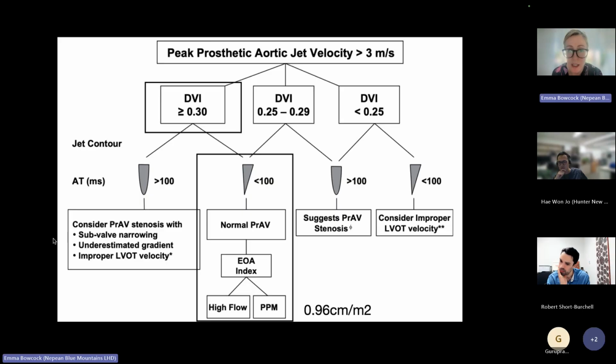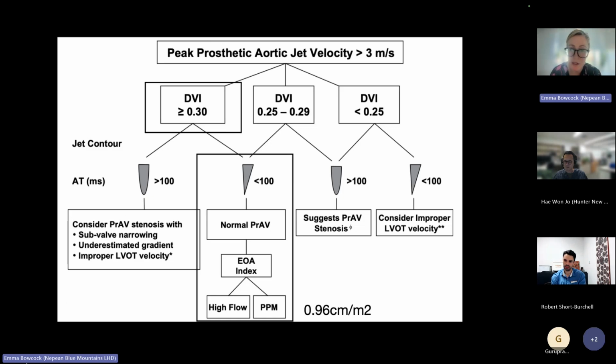In him, it was a bit tricky. So his DVI was 0.4. His accel time was borderline, like 96 milliseconds, so almost sort of rounded. And you did get the idea in some views that maybe he did have some subvalvular narrowing, and you noticed that he did have that proximal flow convergence in his LVOT, and it did look quite narrow with that sigmoid septum as well. So maybe that was contributing to what was happening with his gradients.